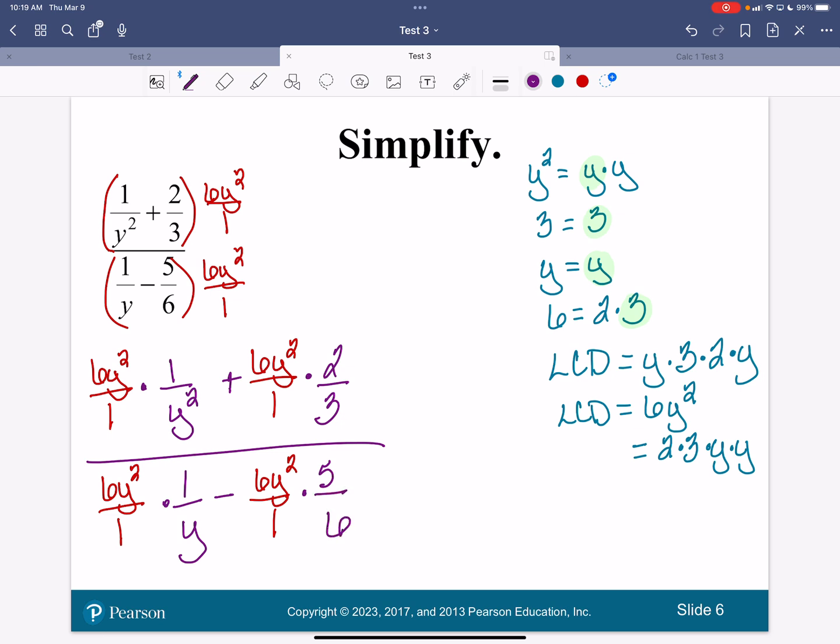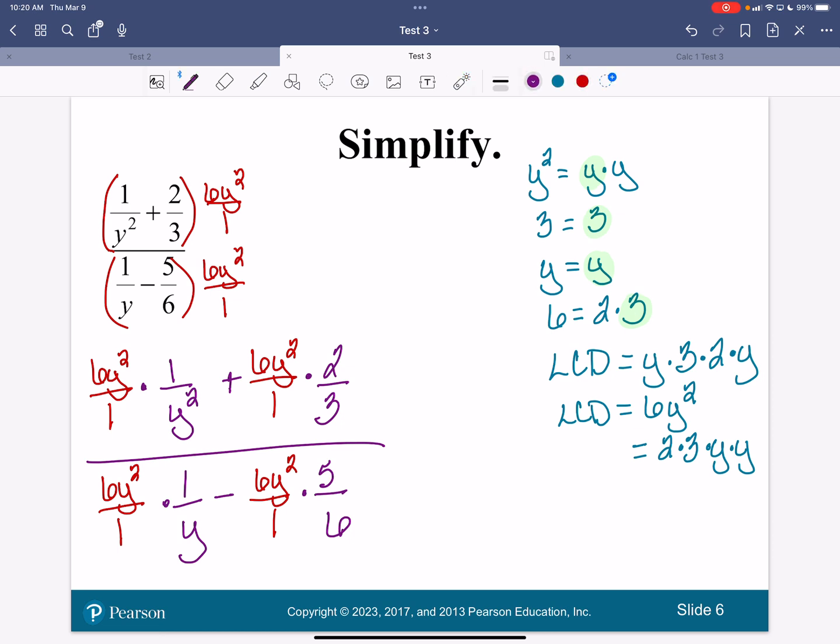Now, look at my 6y squared in red. That is my LCD, and that is what I am multiplying everything by, that 6y squared. Now look at what's in purple. Everything in purple is my original problem. This seems like a big, clunky step. Takes up a lot of space.